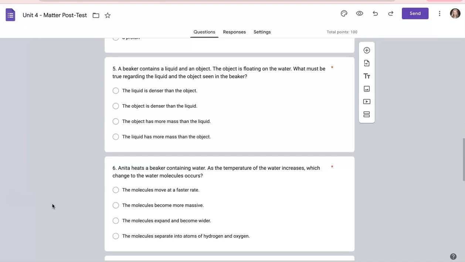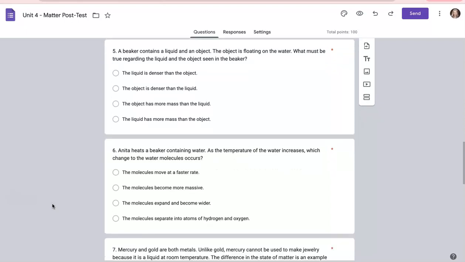Number 5, a beaker contains a liquid and an object. The object is floating on the water. What must be true regarding the liquid and the object seen? The liquid is denser than the object. The object is denser than the liquid. The object has more mass than the liquid. The liquid has more mass than the object.